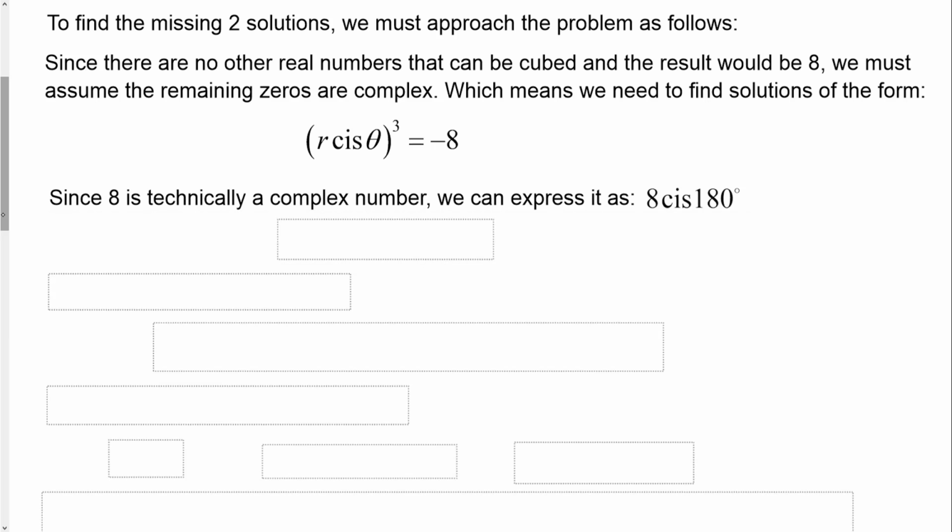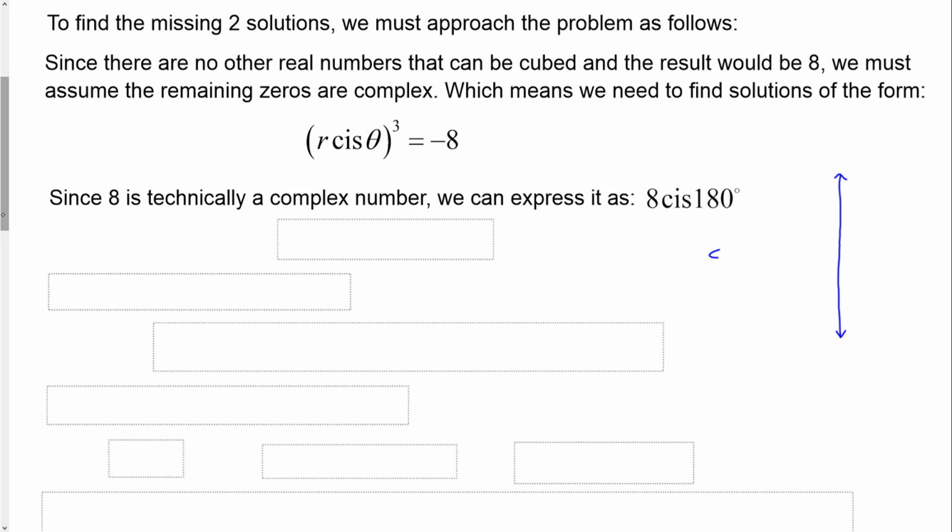Since 8 is a complex number, we just generally think of complex numbers as having the i attached to it somewhere. But real numbers are contained as part of the complex values. So, because of this, we can express it in the r cis theta format. It would be expressed as 8 cis 180 degrees.